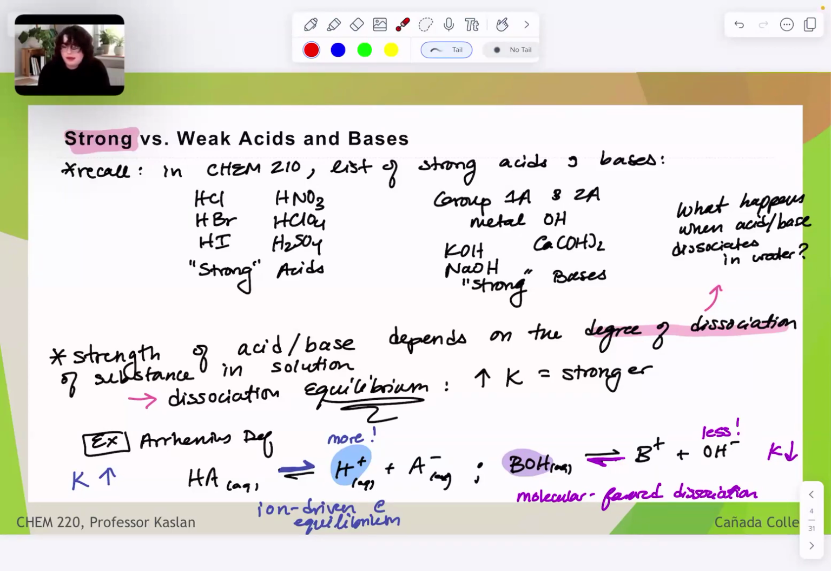So coming up next, we will be talking about the weak acid, weak base, or general acid-base dissociation equations. And then after that, we'll start talking about how we quantify acidity by using the pH scale.